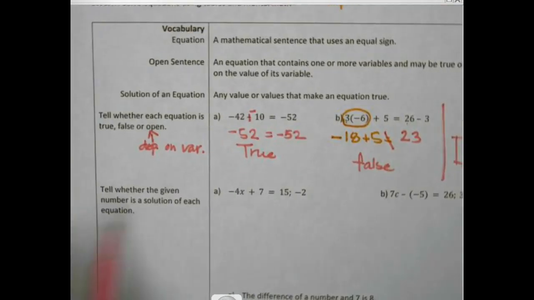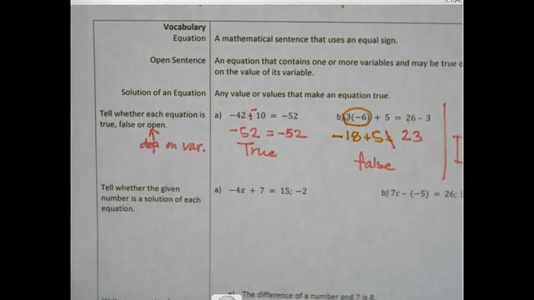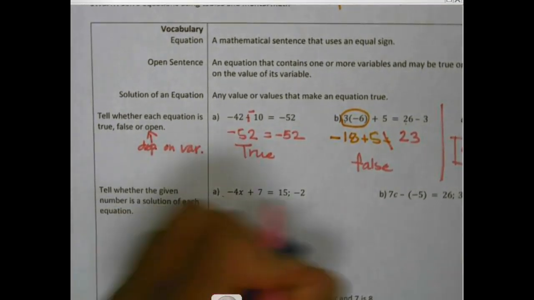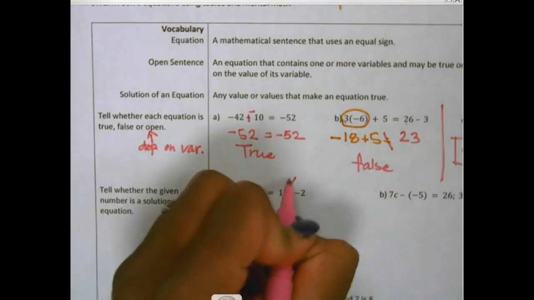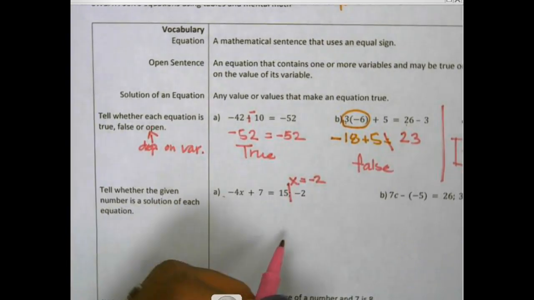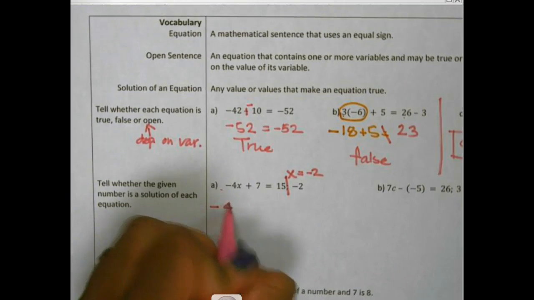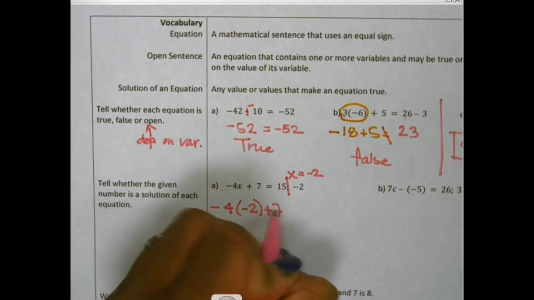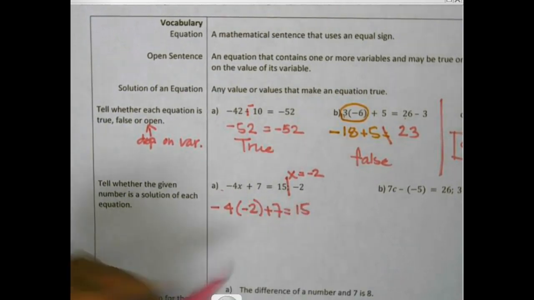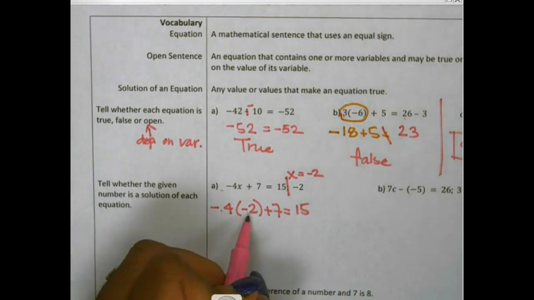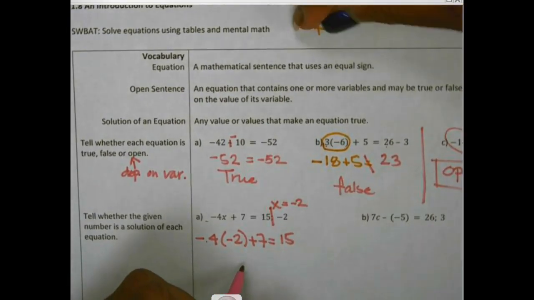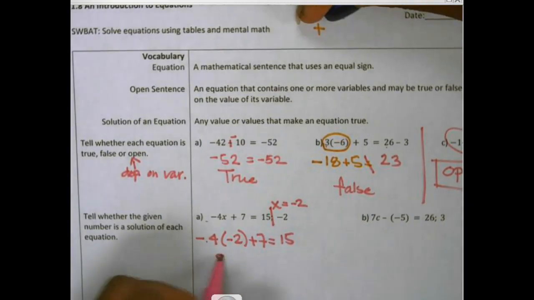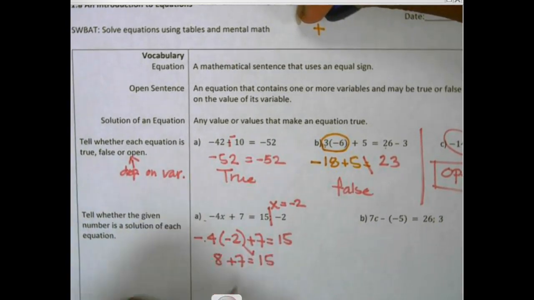All right. Tell whether the given number is a solution of each equation. So now we're just verifying some things here. So here's my equation, and they're saying x equals negative 2. I want to know, is that true or not? So what I'm going to do is take that negative 4, and then where it says x, I'm going to put negative 2, plus 7. Does that equal 15? I don't know. What's negative 4 times negative 2? Negative times a negative is positive. 4 times 2 is 8. Plus 7 is 8 plus 7 equal to 15. Why, yes. Yes, it is. So that's true.